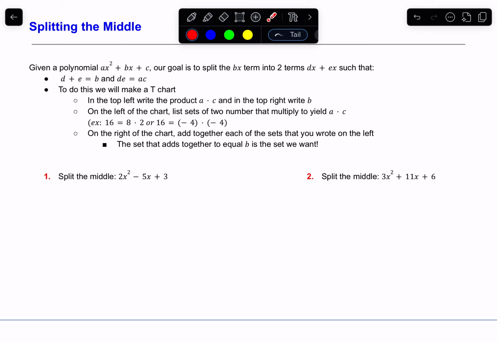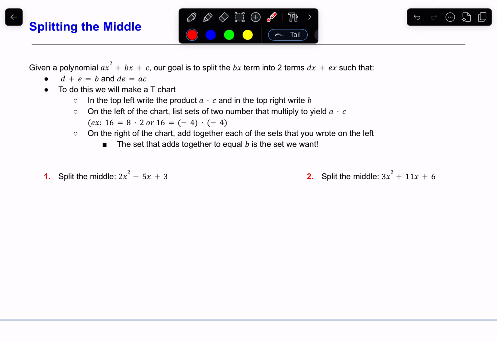Okay, the rules here are that d plus e, so the two numbers we come up with, need to add together to be the b term. So right here, this b in the middle, we want to find two numbers that add together to equal b. But those same two numbers, d and e, have to multiply together to equal a times c. Okay, so the way we're going to do this is we're going to make what's called a t-chart, the most simple kind of chart you can think of. In the top left, we'll write the product, a times c, where it's the first number times the last number. And in the top right, we'll write the b term.